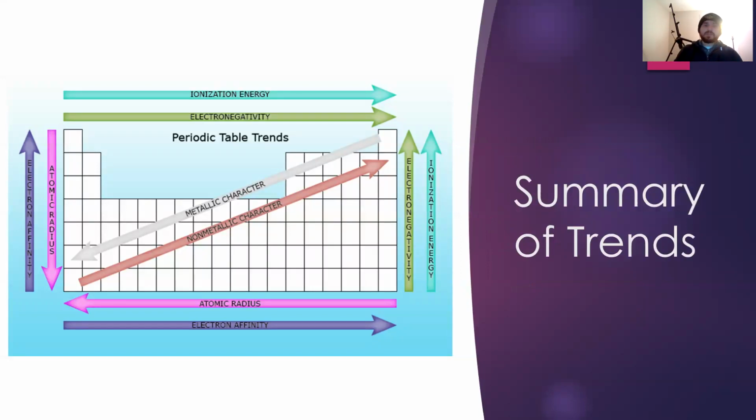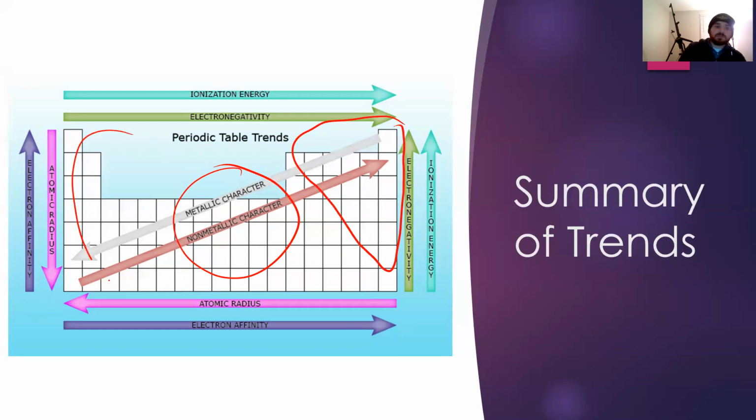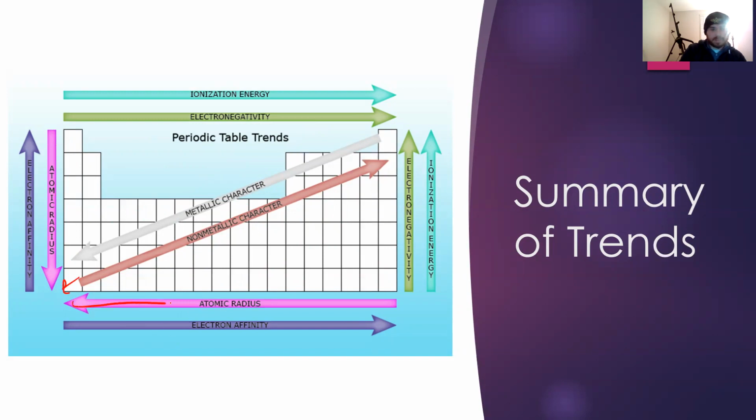So this is a summary of all the different trends that we're looking at. This adds in metallic and non-metallic character. We don't really care about that, but you should already know that these are where all the non-metals are, and these are all metals. So this kind of makes sense. The atomic radius, again, that gets smaller as we go down here. This arrow is backwards, actually, so I'm not sure what that's doing. Interesting. Ignore this one. This should be flipped.